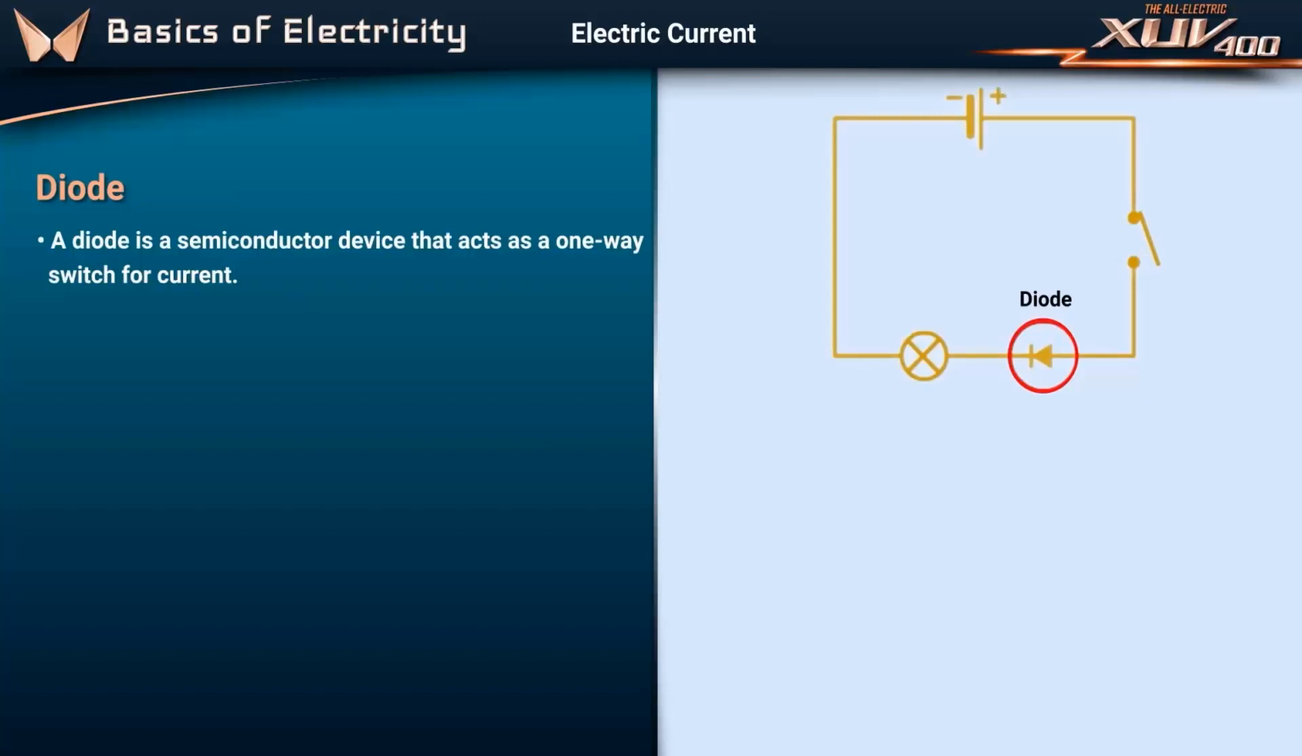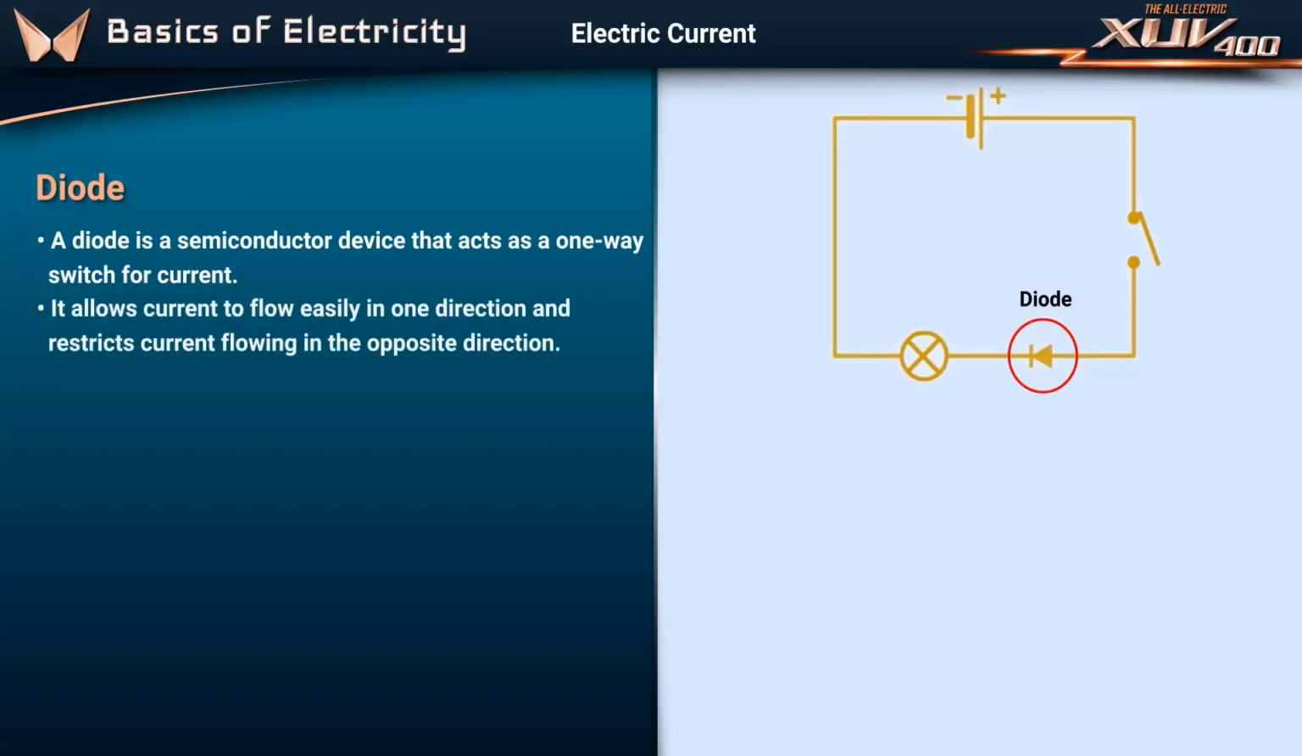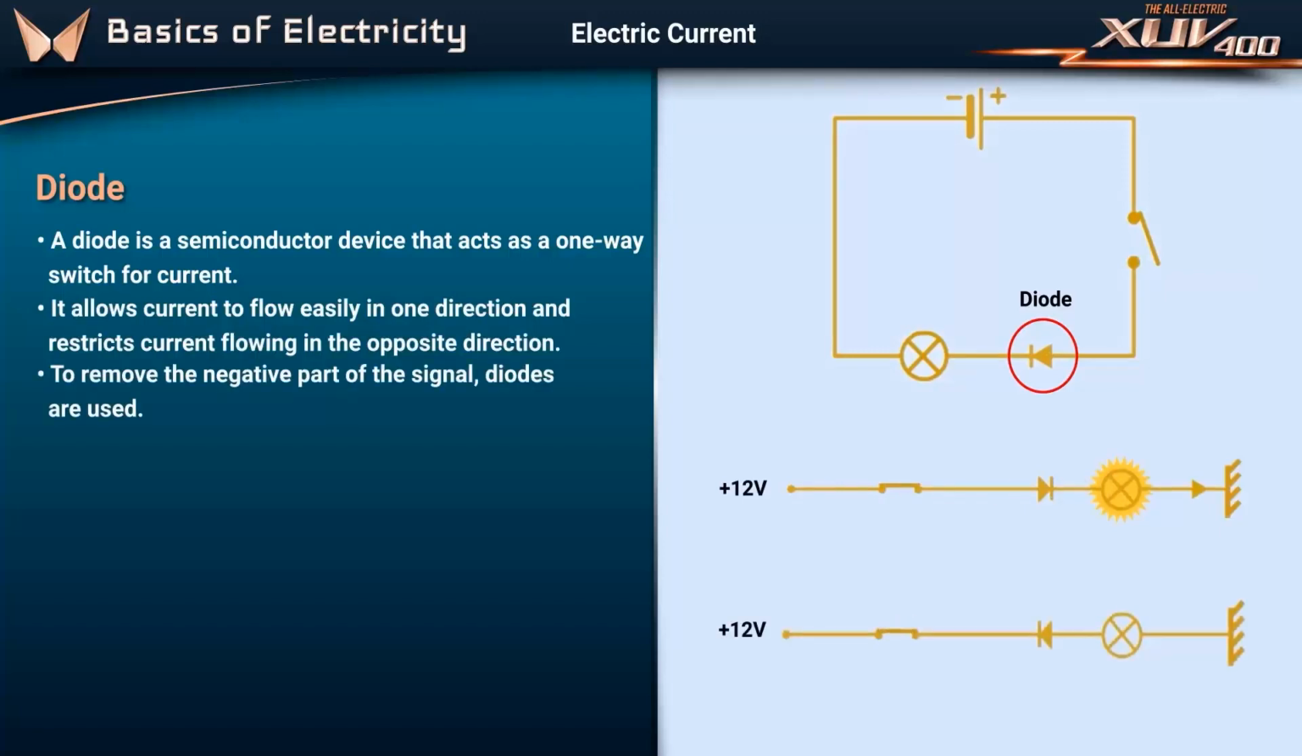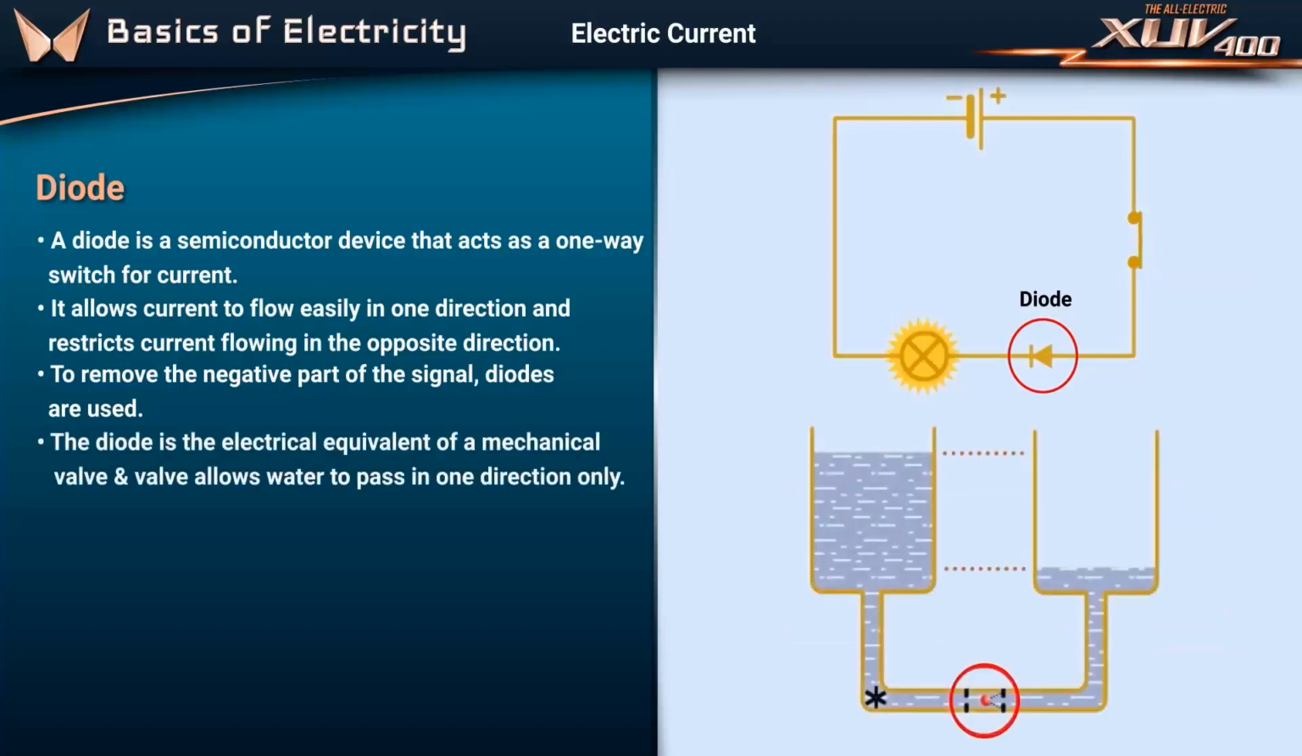A diode is a semiconductor device that acts as a one-way switch for current. It allows current to flow easily in one direction and restricts current flowing in the opposite direction. To remove the negative part of the signal, diodes are used. The diode is the electrical equivalent of a mechanical valve, and a valve allows water to pass in one direction only.